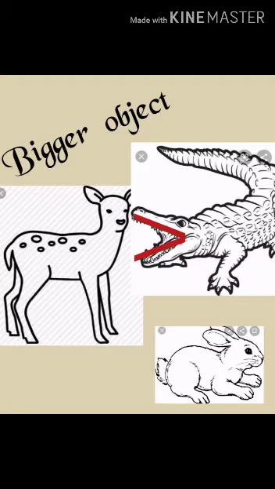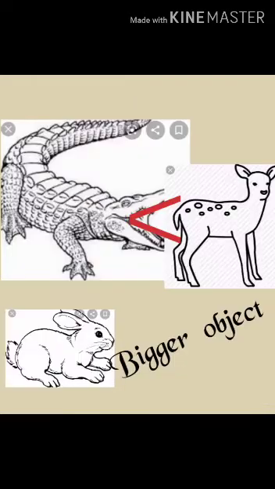You can remember we saw with the crocodile, we compared the objects. The bigger one, it will catch the bigger object. And the same way, it will catch the bigger object. It will turn this side and that side.